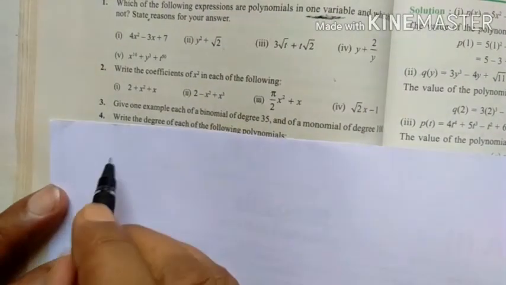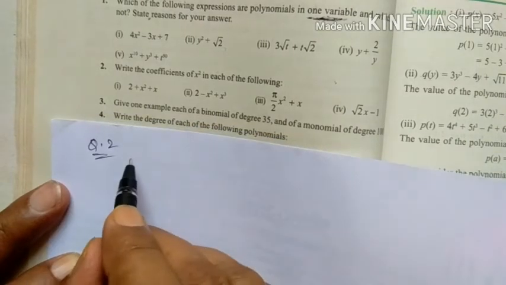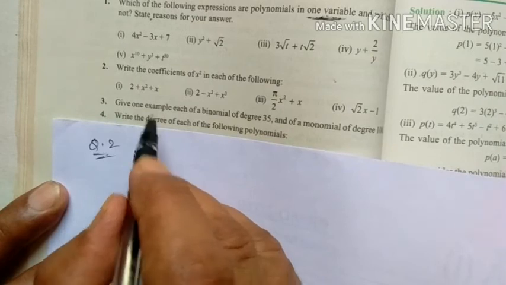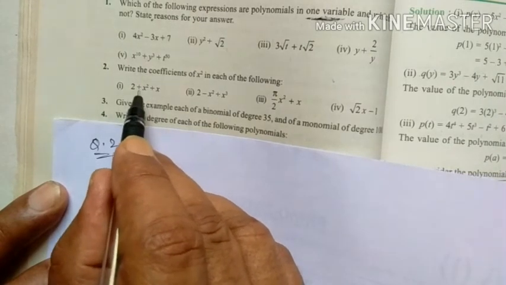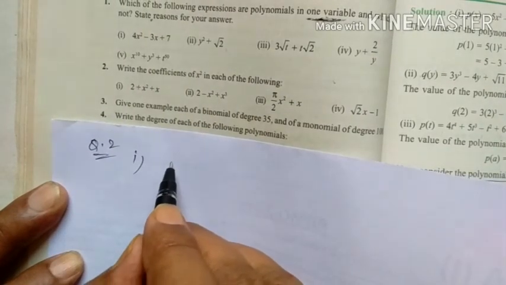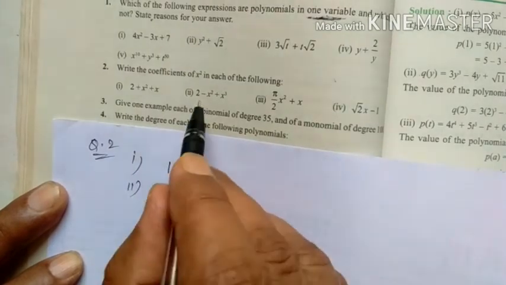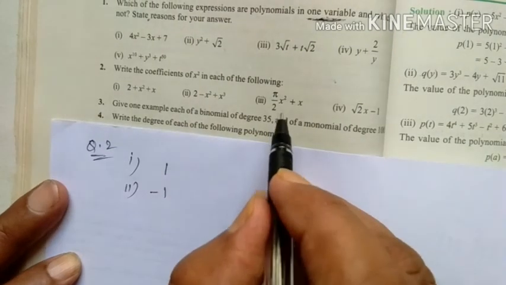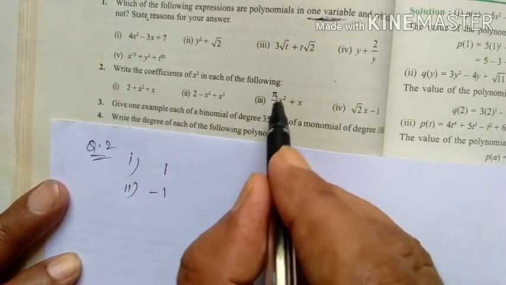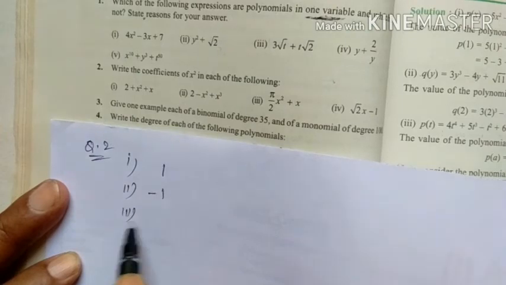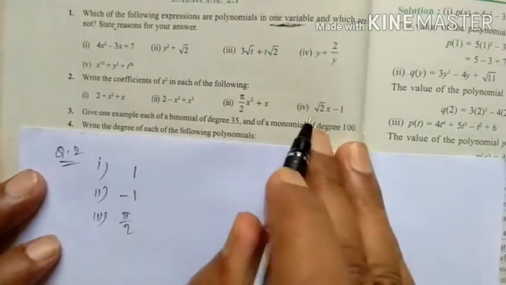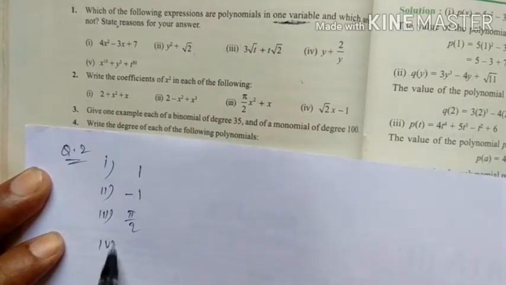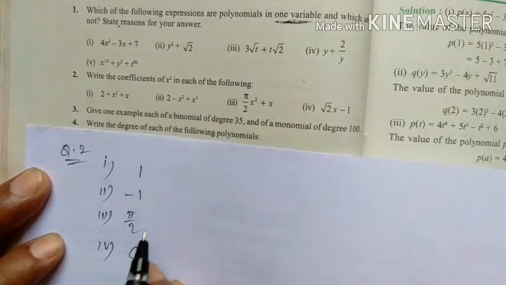Coefficient of x square. Question 2, first part. Here in first case, coefficient of x square is 1. In second part, coefficient of x square is minus 1, and in third part, coefficient of x square is 5 by 2, and here x square term is missing, so coefficient of x square is 0.